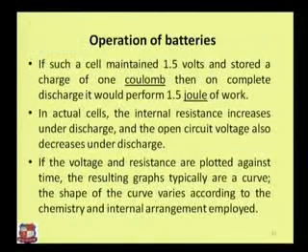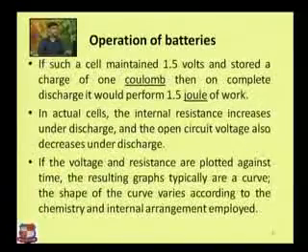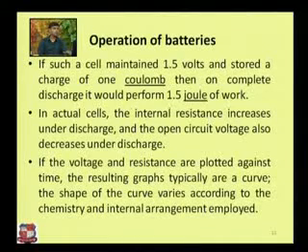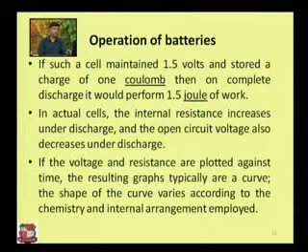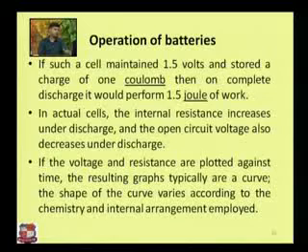If such an ideal cell maintains 1.5 volts and stores a charge of 1 coulomb, then how much work can we carry out from that battery? On one complete discharge, it will perform 1.5 joules of work. In actual cells, that is, not an ideal cell, the internal resistance increases under discharge, and the open circuit voltage also decreases under discharge. So if the voltage and resistance are plotted against time, the resulting graphs will typically be a curve. The shape of the curve varies according to the chemistry, that is, the internal arrangement that we are using.